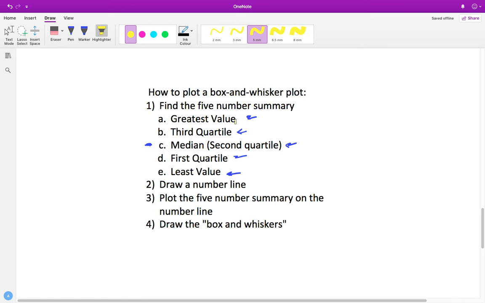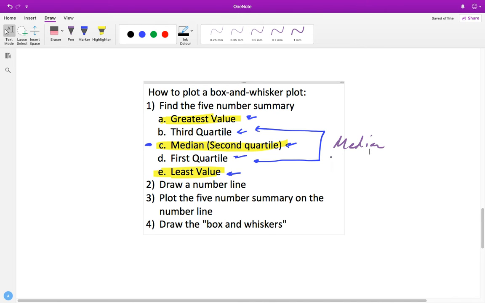Of these 5, there's 3 that you should already be able to identify: the greatest value, the median, and the least value. The 2 in the middle, the third and first quartile, are what's new. But you're going to see these are actually not new. What these are is finding another median. We're going to split our data up into 2 groups, our top half and our bottom half, and then we find the median of each of those halves. So it's really not difficult, but remembering these 5 numbers can be.